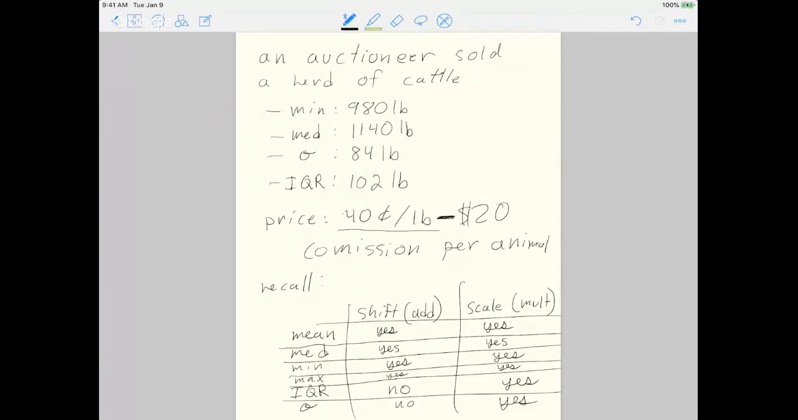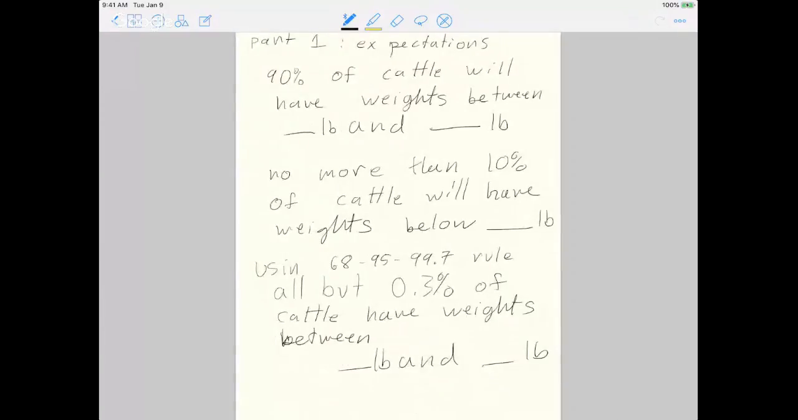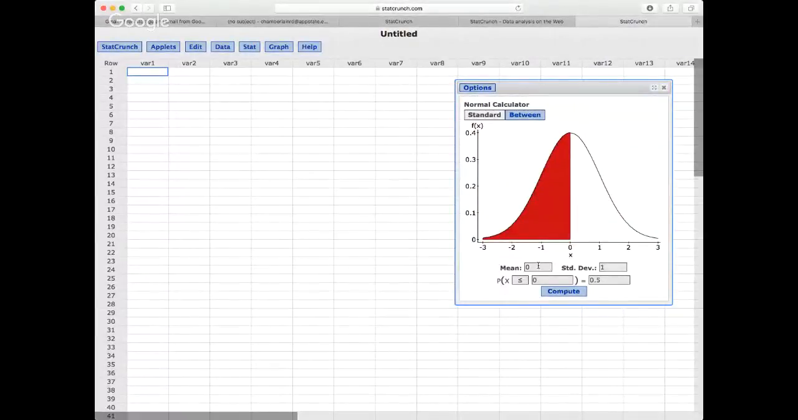But first, I'd like to ask a few questions about what we'd expect about the weight of these cows. If these cows' weights are truly normally distributed, 90% of them should be between what and what pounds. So let me change what I'm sharing for you guys. Over to StatCrunch. All right.